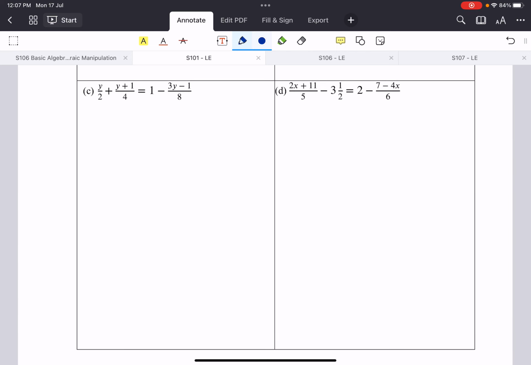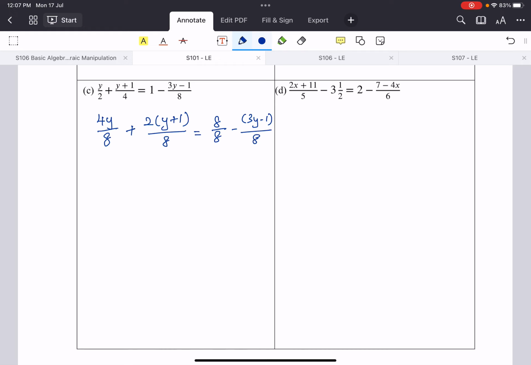Question C. So question C, this time round the denominators have a slight difference. Doesn't matter. Okay, don't need to panic. All we need to do is to make the denominator common, right? So what we can do, first of all, identify the denominators 2, 4, 1, and 8. So I can multiply by 8 throughout, or make the denominator all common to 8 first, right? That will help. So what this means is I will now have 4y over 8, which is equivalent to y over 2, right? Plus 2 times y plus 1 over 8 equals to 8 over 8 minus 3y minus 1 over 8.